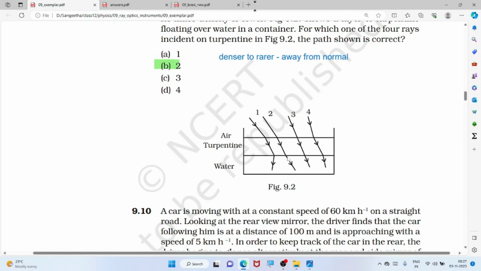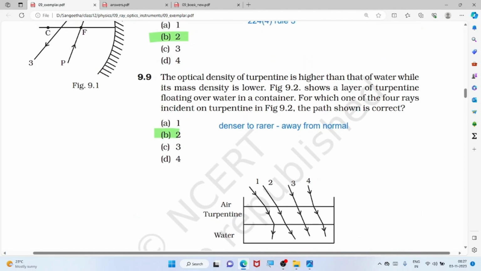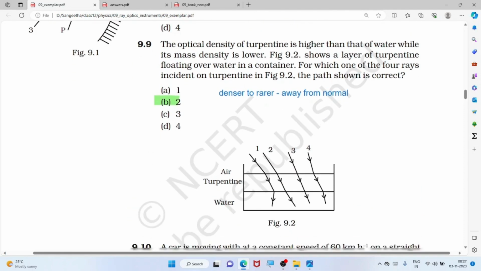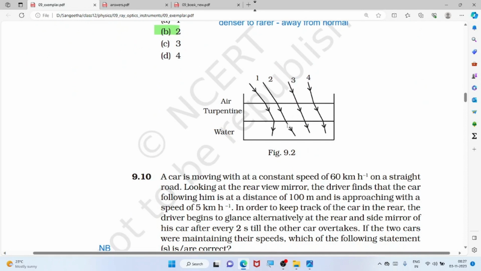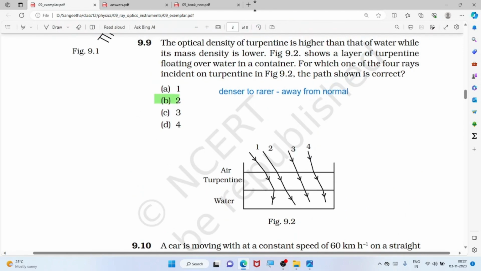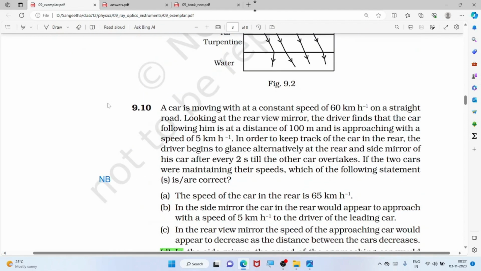Moving from turpentine to water, this is air, this is the normal, and the ray goes away from the normal. So this is the correct one.